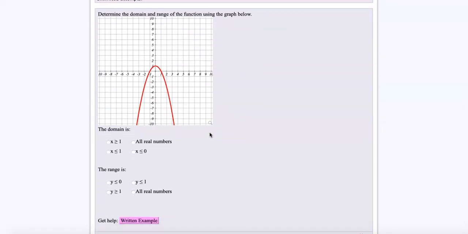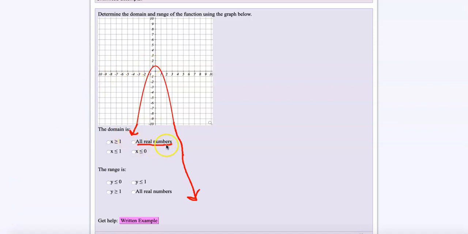Question number 5. Domain and range. Okay, so domain are all the possible x values. You can see that this parabola, as it goes towards forever, it's going to just keep going down like this forever, right? To the left and to the right, it's going to go as far to the right as I want it to go, and eventually it's going to go as far to the left as you want it to go, which means the domain is going to be all real numbers.